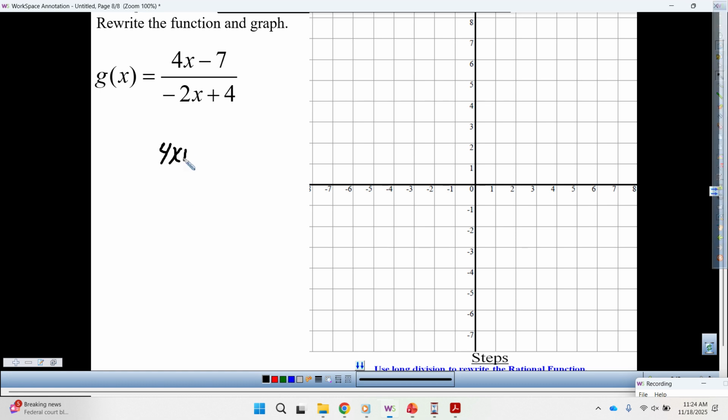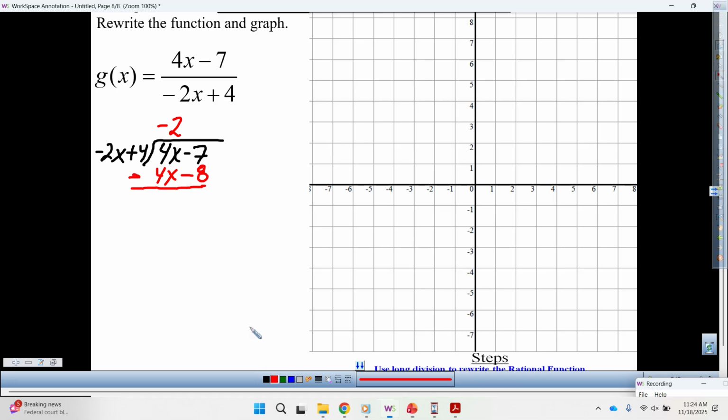4x minus 7, my bad. Hold on. 4x minus 7 divided by negative 2x plus 4. So, what number times negative 2 gives me positive 4? Negative 2. So negative 2 times negative 2x is positive 4x. Negative 2 times 4, that's negative 8.